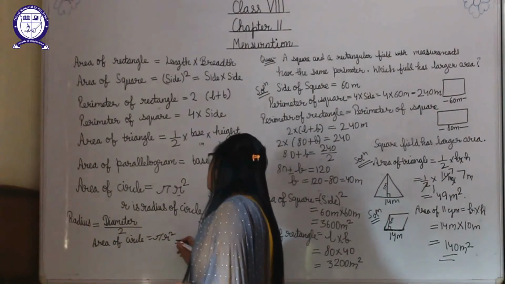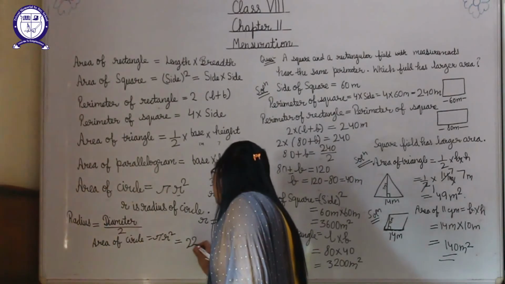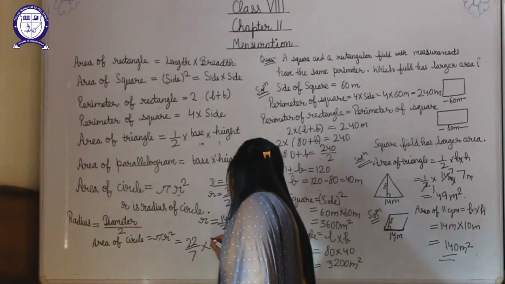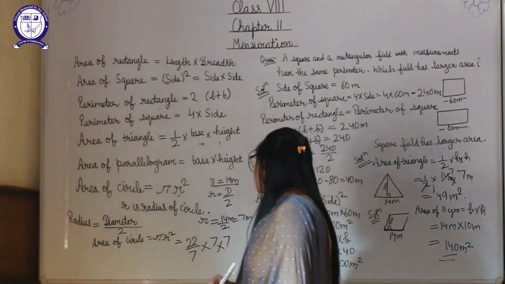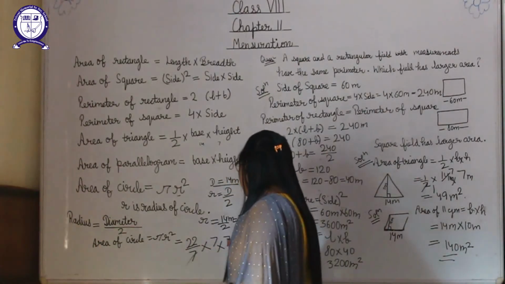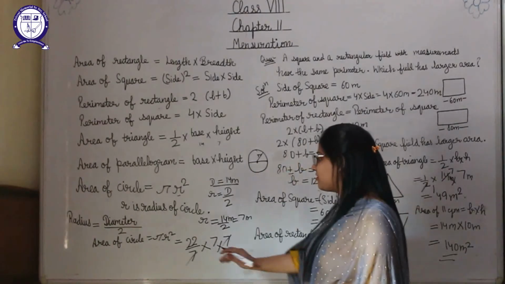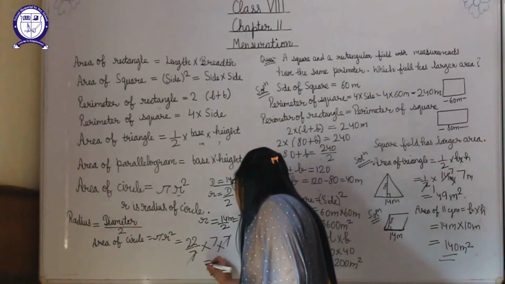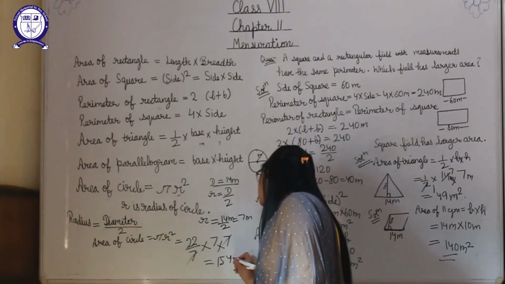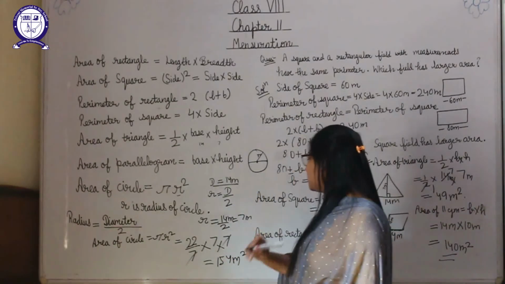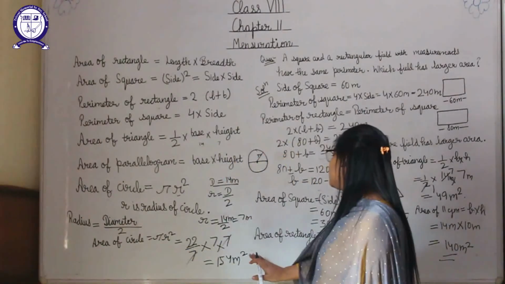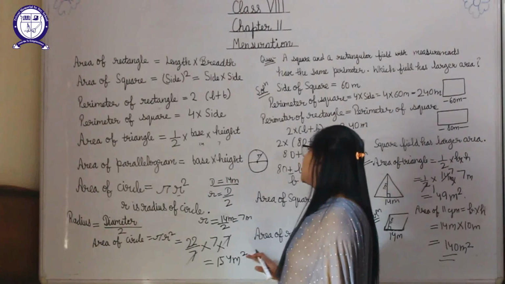Now students, pi is 22 by 7. What is the value of pi? 22 by 7. r is 7 and r is 7. So by this, 7 can be cancelled out. What is left? 22 multiply 7 is left. Now 22 multiply 7 is 154 meter square. As the radius was in meter, so meter, and as we are finding the area, the unit will be in square. So it will be 154 meter square.